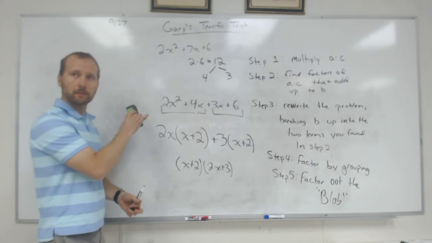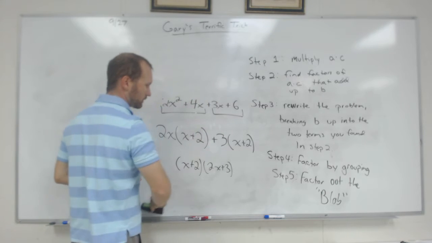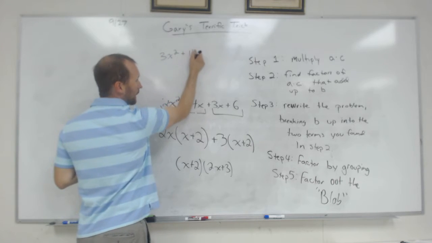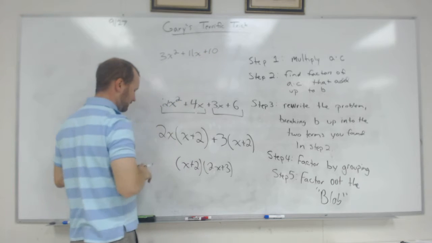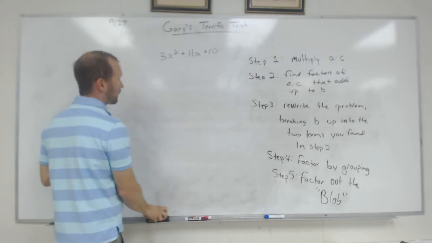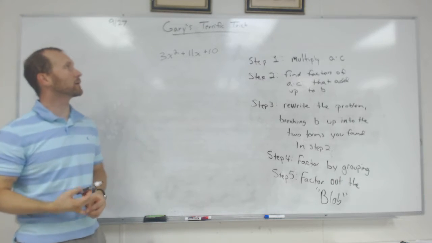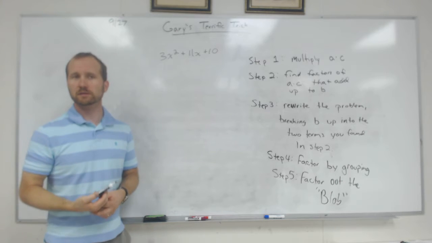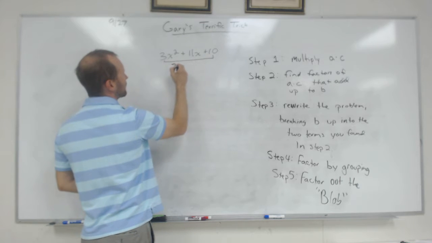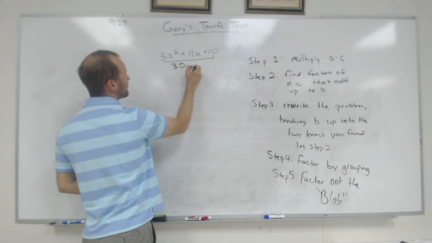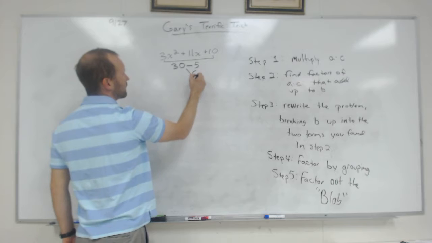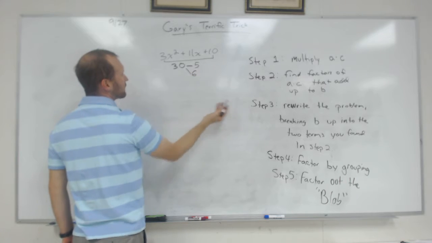Can I erase this one? Yeah. All right. Let's write out this example. So we've got 3x squared plus 11x plus 10. All right. Step 1. What's step 1? You multiply A and C. So 3 times 10 is? 30. Can anyone think of factors of 30 that add up to 11? Yeah, 5 and 6. That's step 2. Step 3, rewrite the problem.